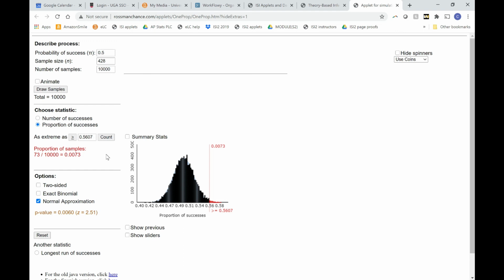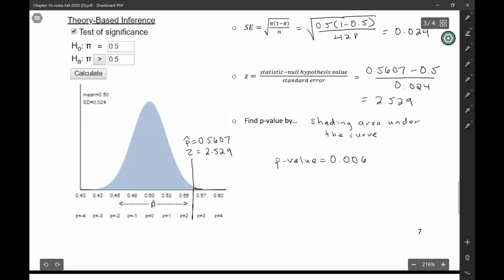So it should work out this way. When your validity conditions are met, you should get a very similar p-value, no matter whether you use simulation or theory. So whichever of those p-values you use, either way, this is giving us very strong evidence against the null and for the alternative. So strong evidence that winning the coin toss is an advantage. So this is consistent with the conclusion that we drew earlier when we were looking at the z-statistic.